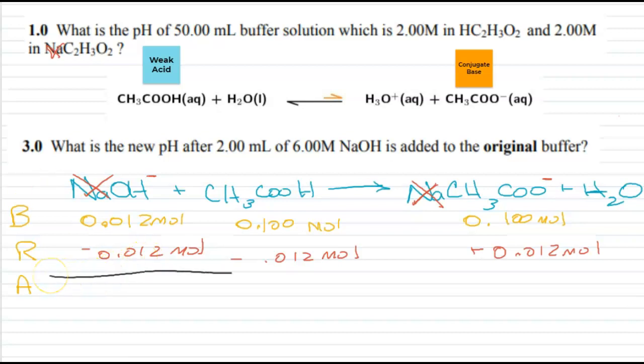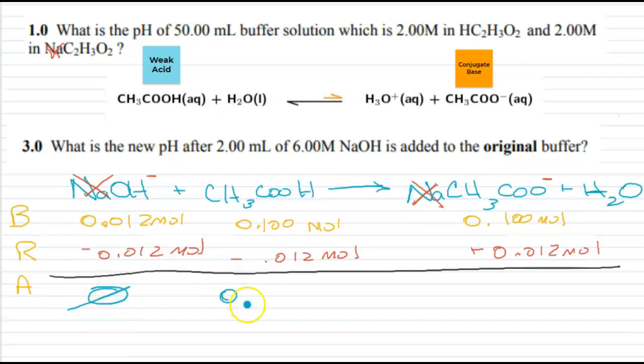After the reaction is all concluded, the sodium hydroxide is gone. I have no sodium hydroxide left. I have 0.088 moles of the acid remaining because I lost part of it that reacted with the base, and I have now formed 0.112 moles of my anion, the acetate anion here.